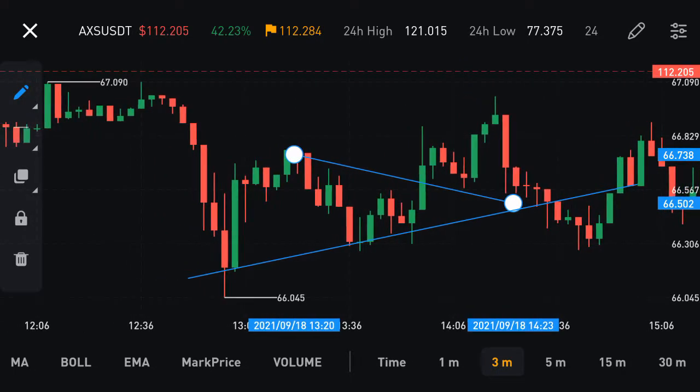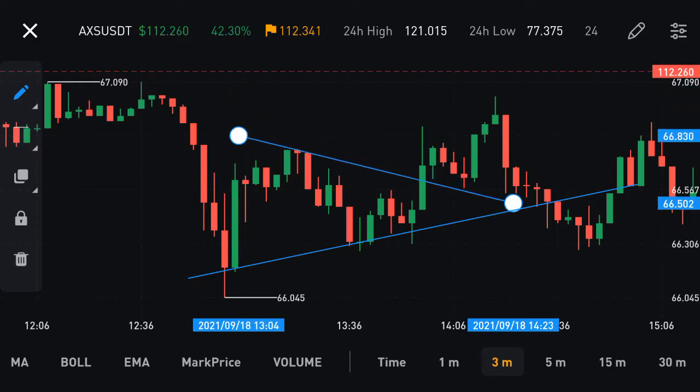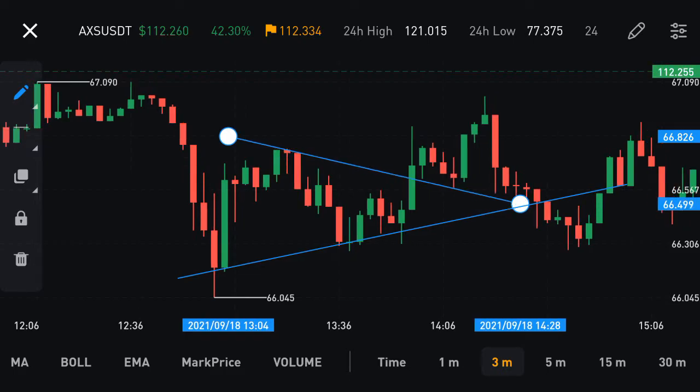Now your trend line can take several forms. It can be a descending channel, an ascending channel, a consolidation, a pennant, or a triangle, symmetrical or asymmetrical. So let's proceed on that. All you have to do now is drop your second point here. Now you can see this is in the form of a pennant, and this is a bullish pennant.